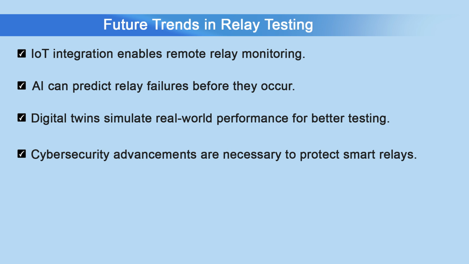An AI system might analyze data from thousands of relays in a power grid and identify that relays in a particular region are showing signs of wear earlier than expected. The system could then recommend adjustments to the maintenance schedule or relay settings to prevent such failures.